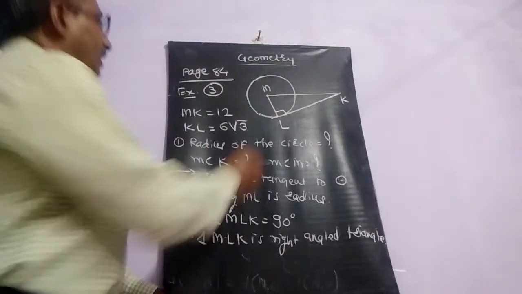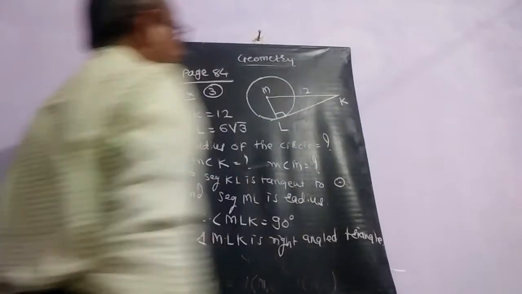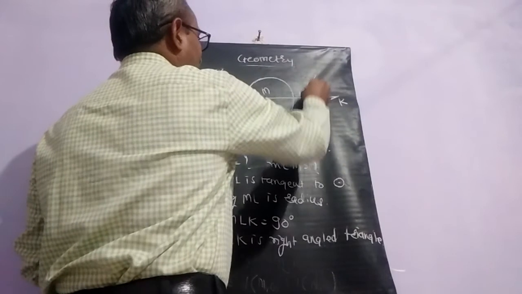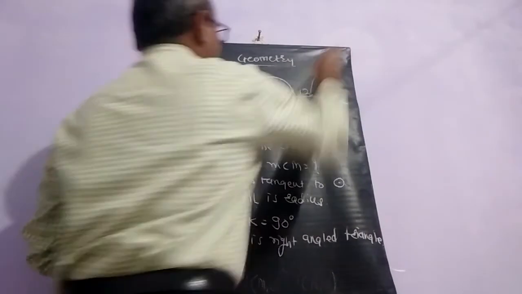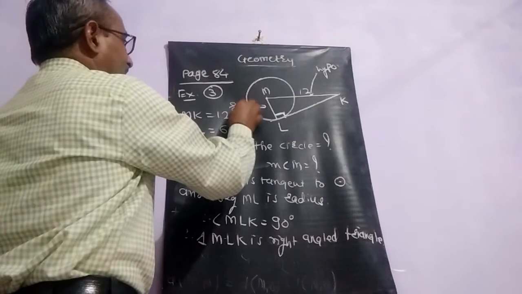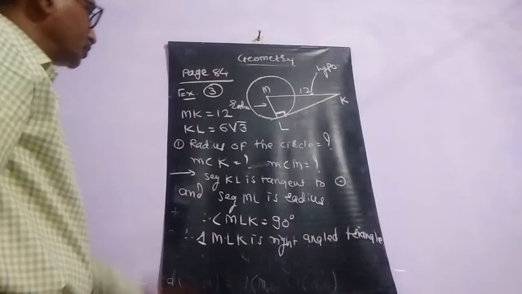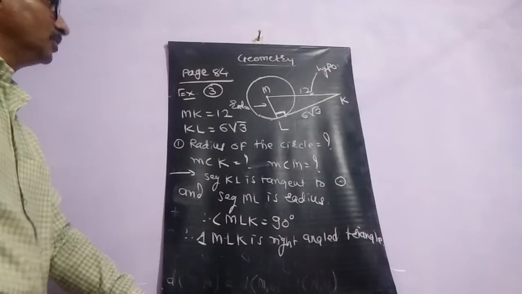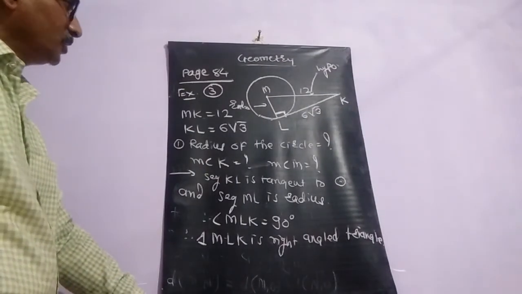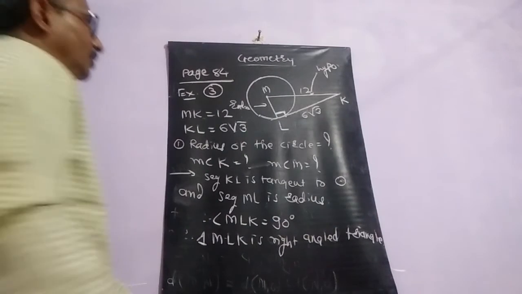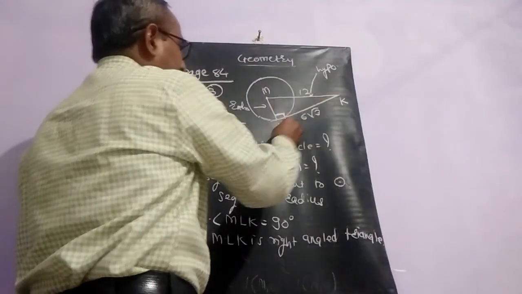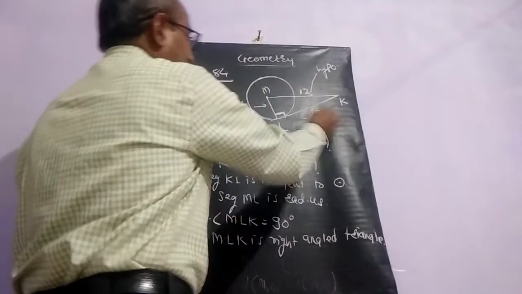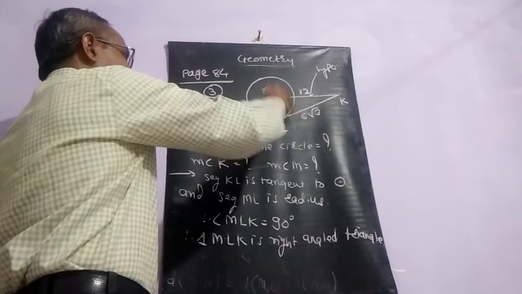Now put the values. MK is equal to 12. This is 12. This is the hypotenuse because this is a 90 degree angle. This is the radius. So KL is equal to 6 root 3. So here in this right angle triangle MLK, this side is 12, MK is 12 and LK is 6 root 3. We have to find out this distance.